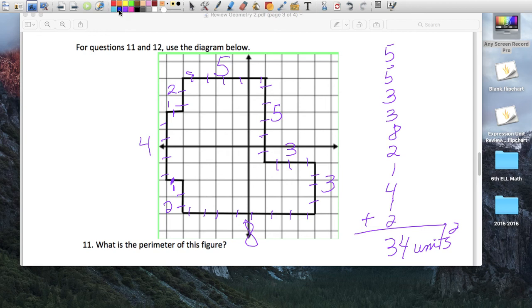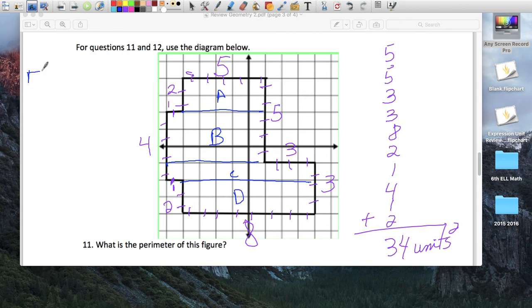So let's find the area. To find the area, I'm going to cut this. How would I cut this? I'm going to cut it like this. I'm going to call this A. I'm going to call this B. I'll call this very thin one C and this one D. So I cut it up into 4 pieces.